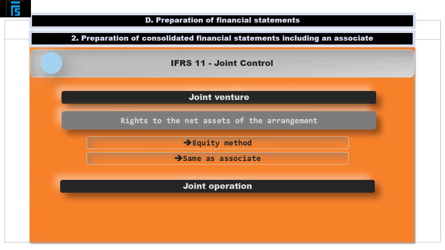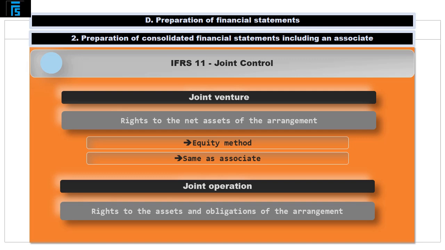A joint operation is a joint arrangement where the parties that have joint control of the arrangement have rights to the assets and obligations for the liabilities relating to that arrangement. Therefore, a joint operation will exist where the arrangement is not structured through a separate vehicle. A joint operator would account for its share of the assets, liabilities, revenues, and expenses relating to its involvement with the joint operation in accordance with those relevant IFRSs. Under IFRS 11, a joint arrangement will either be a joint venture or a joint operation.